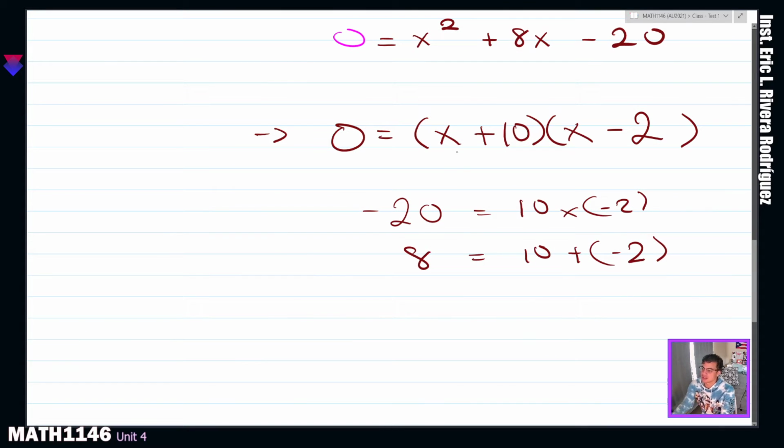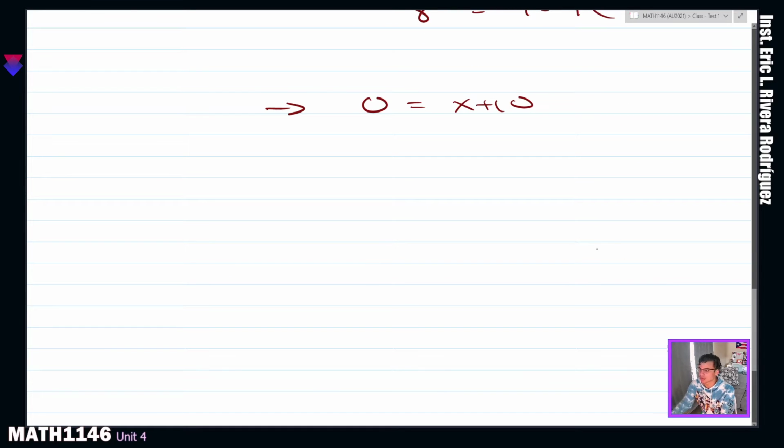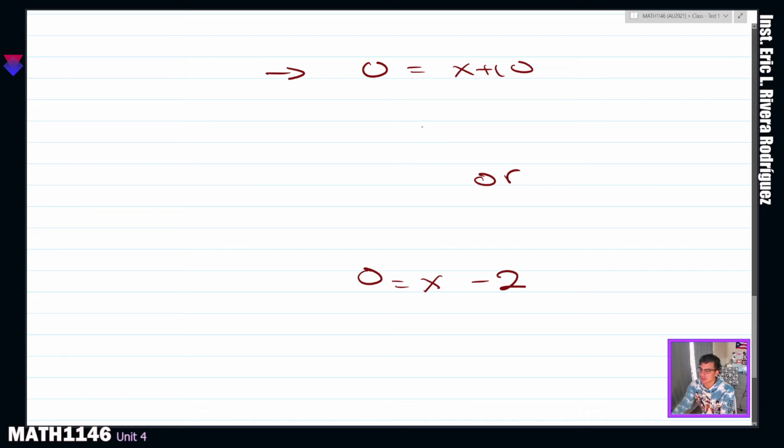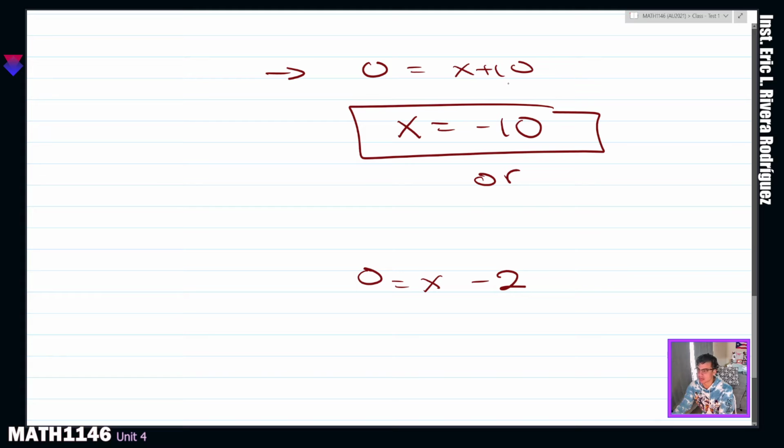So that is the linear factorization, all right? Because here we have a multiplication. It means if at least one of these is 0, the entire equation is 0, because 0 times anything is equal to 0. So here are the two options: either x plus 10 is equal to 0, or x minus 2 is equal to 0, right? And from here we get that x is negative 10 because this is a linear factor. We can just subtract from both sides to get negative 10, and x is equal to positive 2.